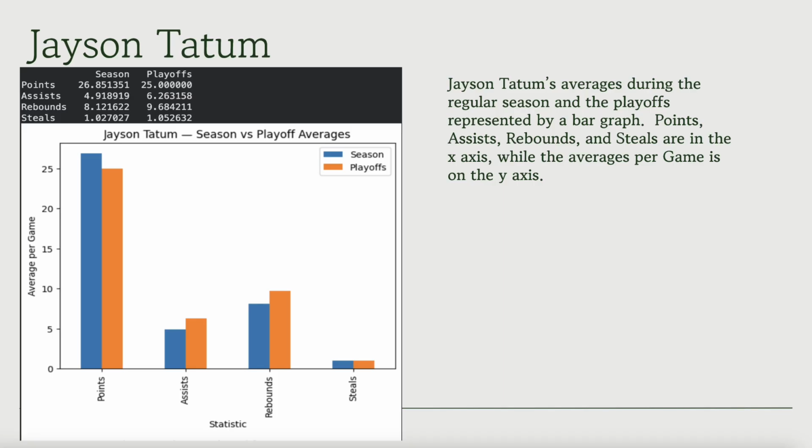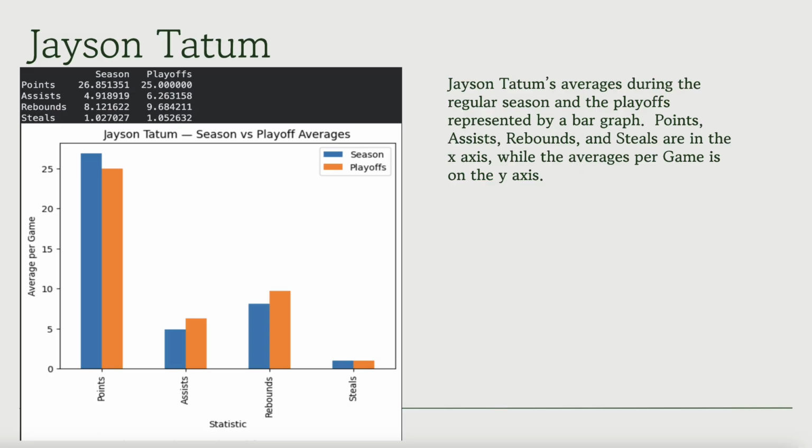Alright, so right now we have a bar graph showing the average points, assists, rebounds, and steals for Jayson Tatum over the regular season and during the playoffs. You'll notice that during the regular season, Jayson Tatum averages more points, while in the playoffs he averages more assists and rebounds. This is a common trend that we'll see later on in this presentation.